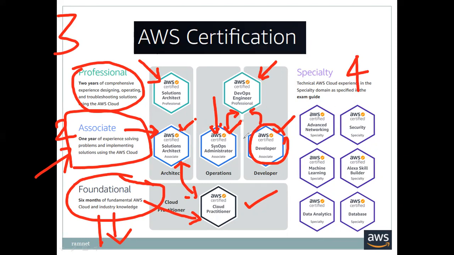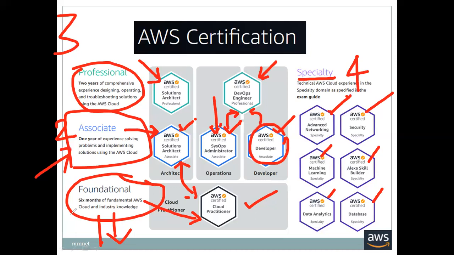You will come to the specialty level when you know all these things so clearly. I'm not saying that you just need to take that exam and clear it to come back to the specialty. There is no prerequisite or dependency. You don't need to clear one exam to go to the next level. You can take any exam at any time. In the specialty level, there are advanced networking, security, machine learning, Alexa skills building, data analytics, and database. 6 things are there in the specialty level.